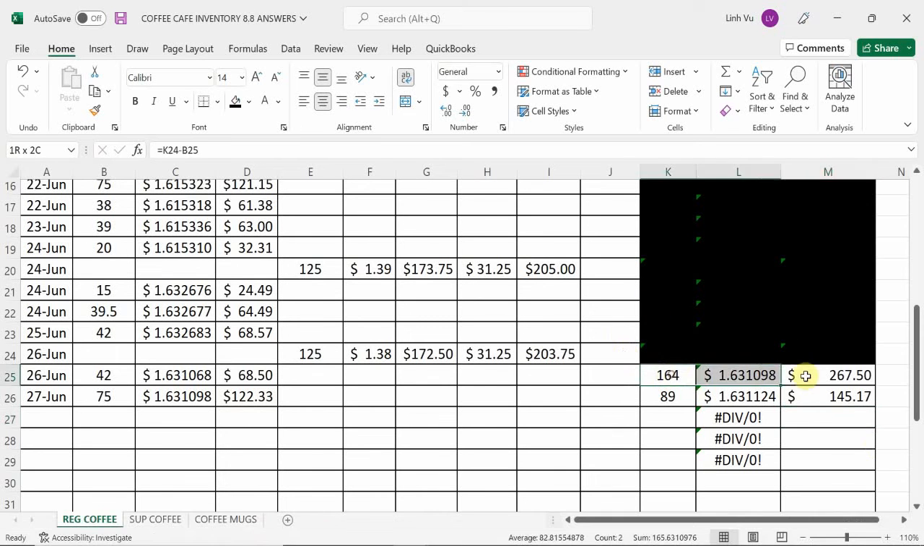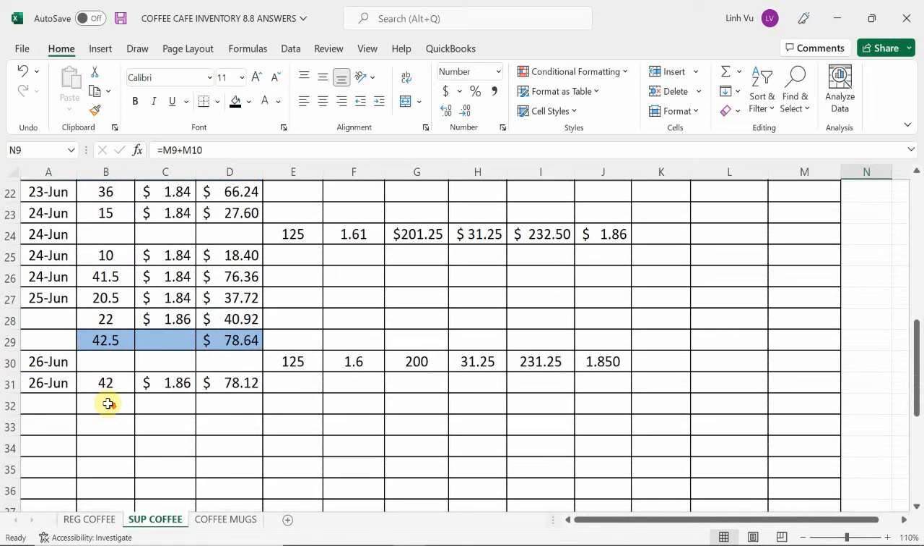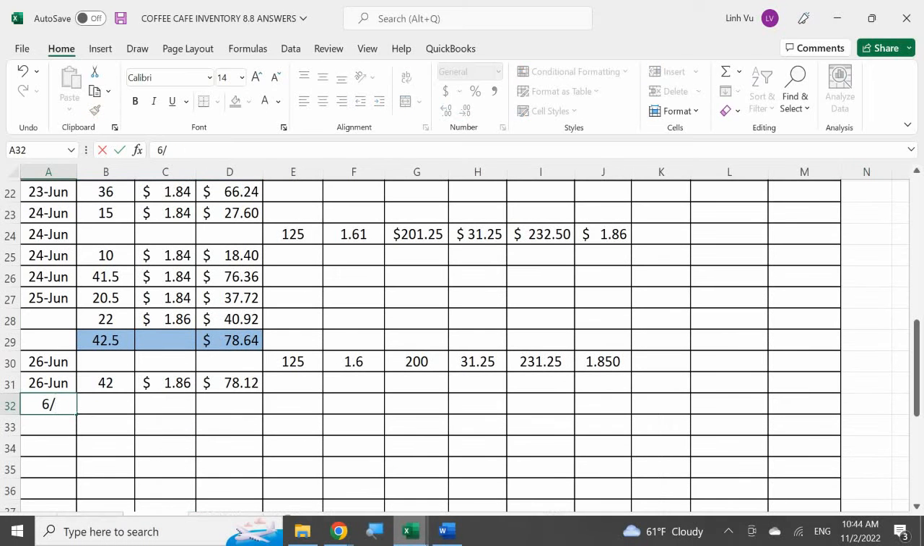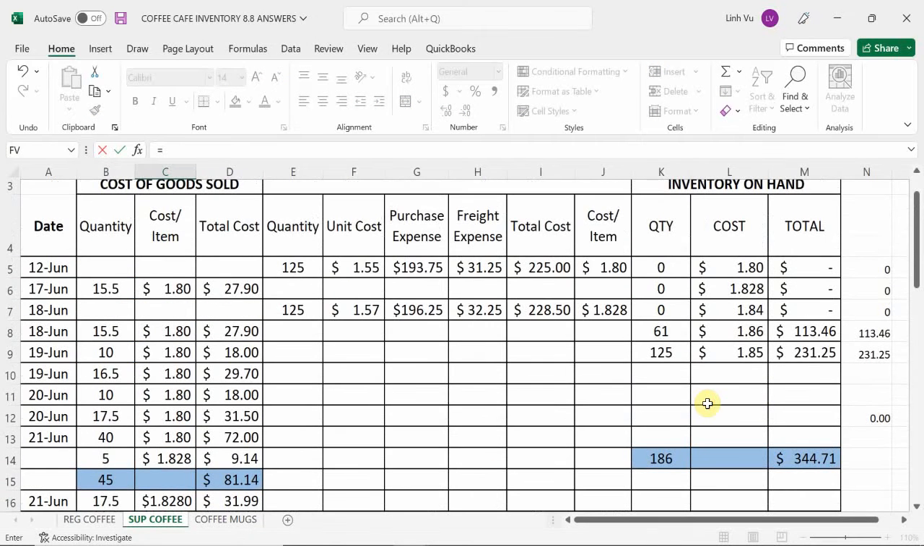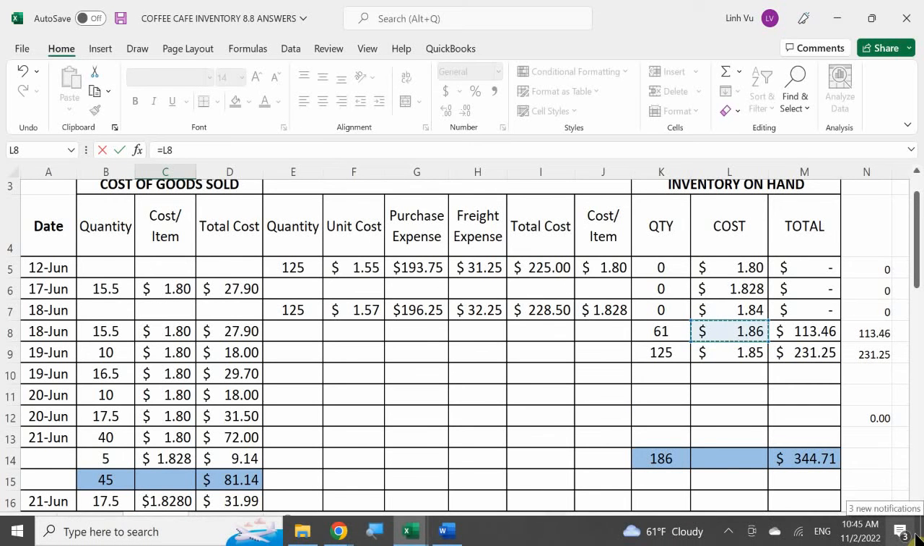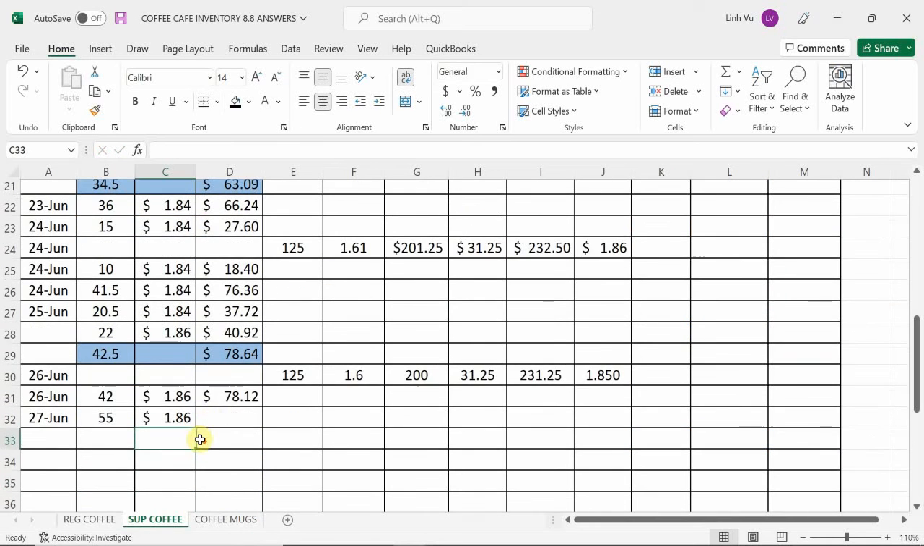1.631124. Okay. Then we have to do our Supreme. We sold 55 pounds. Okay. At what cost per item here? Okay, we're using the 61, at $1.86. So if I calculate that, I get 102.03. 102.30. Yeah.